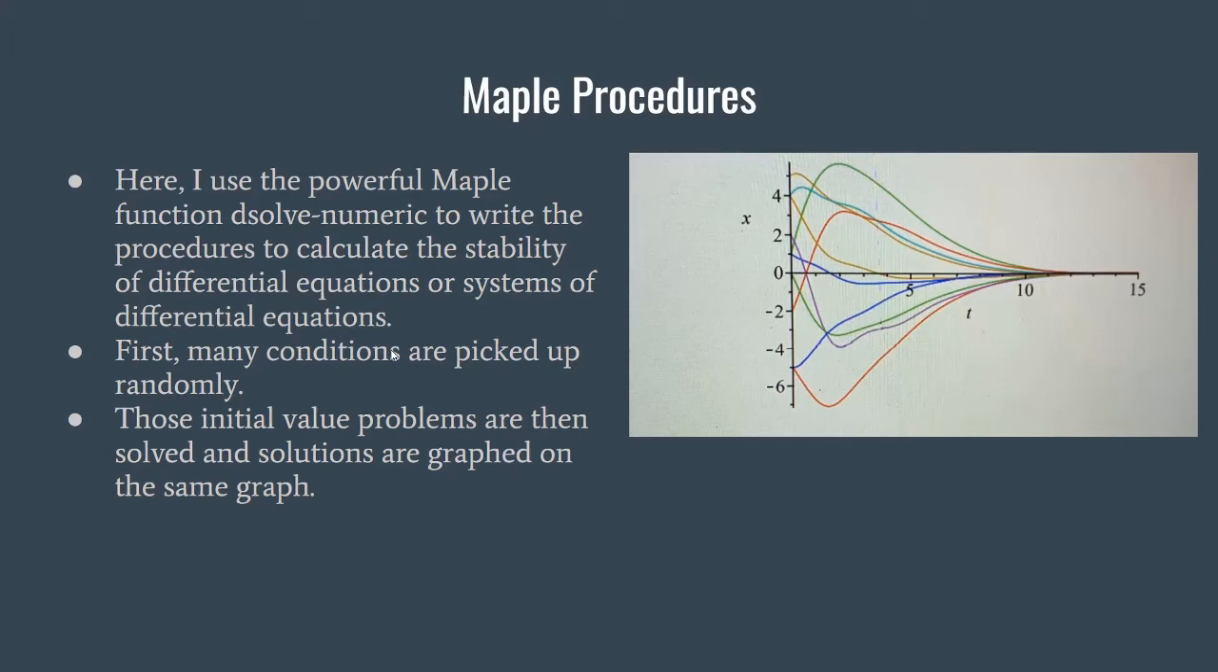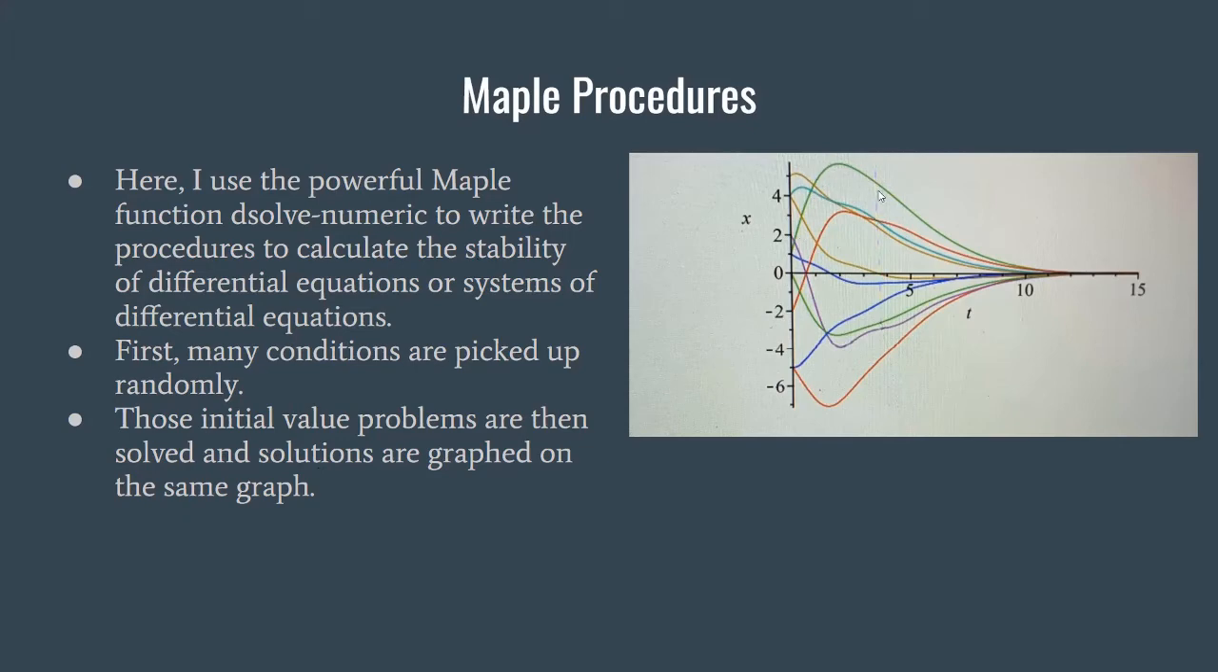First, many initial conditions are picked randomly. You can see there's a wide range of conditions here. Like this is 5, this is a 4, 4, 2, 1, 0. These initial value problems are then solved and the solutions are graphed on the same graph.